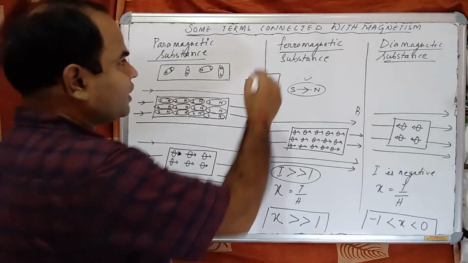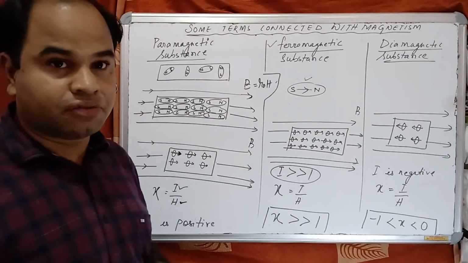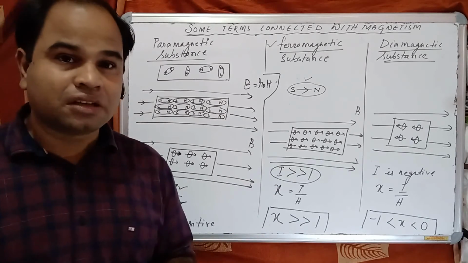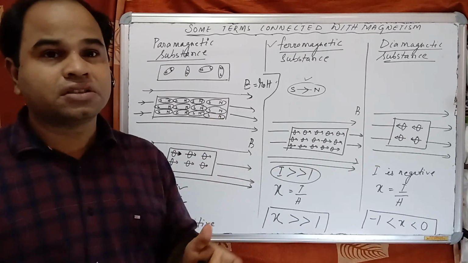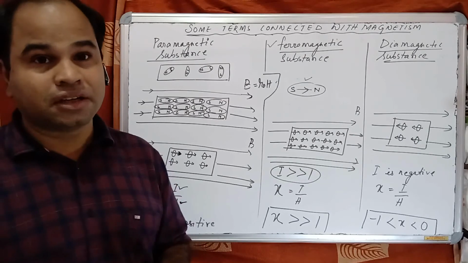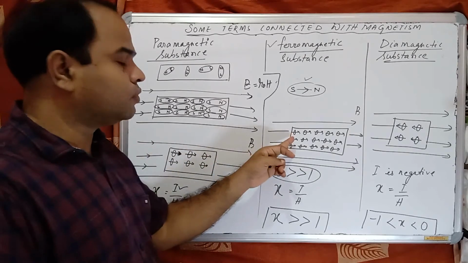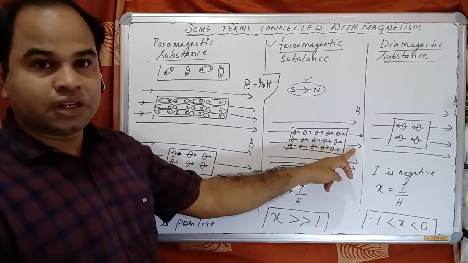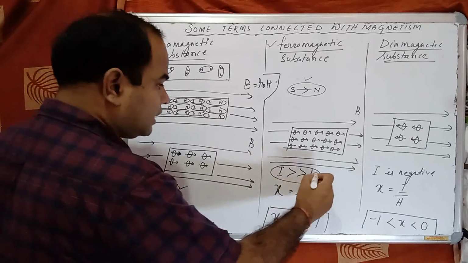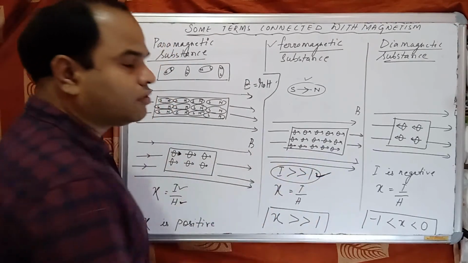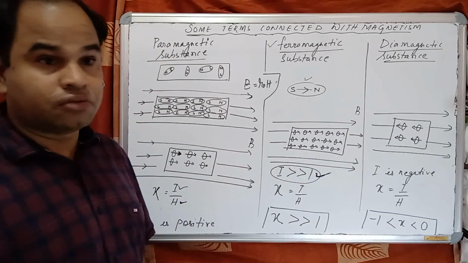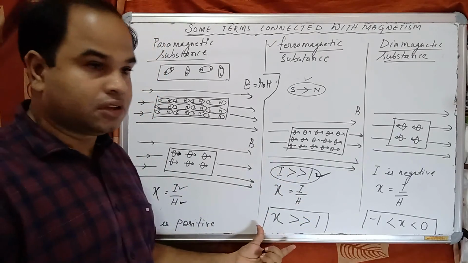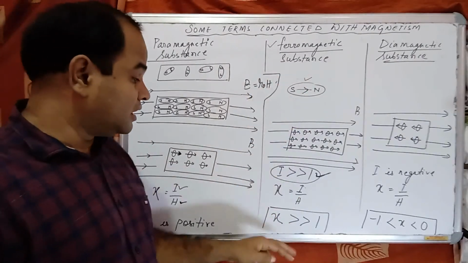When ferromagnetic substances are placed in the external magnetic field, they are strongly attracted by the magnet. That is why a large number of dipoles are aligned along the direction of the external magnetic field. So I is large, H is constant, and we can say the susceptibility of a ferromagnetic substance is greater than 1.